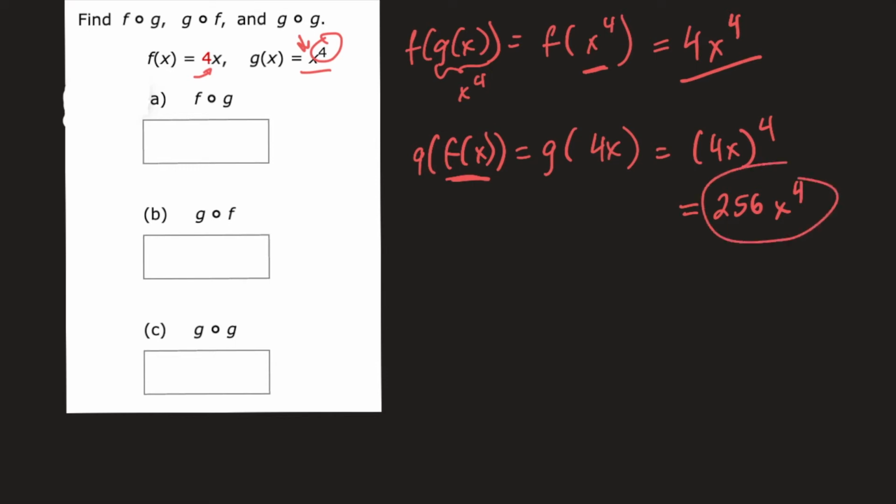And last one, what is g of x? Which means I'm going to take g of x and plug it into itself. So I'm going to take this function g of x, this x to the fourth, and plug it into x to the fourth. In other words, I have x to the fourth taken to the fourth power, and when you're taking a power to another power, you multiply these powers, therefore this is x to the 16th power.